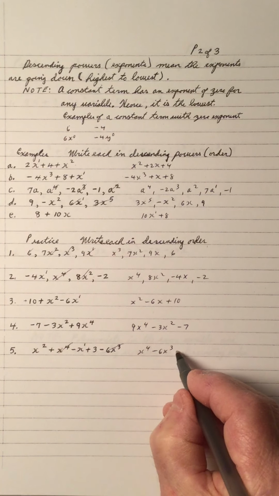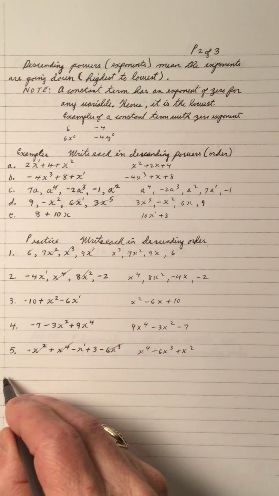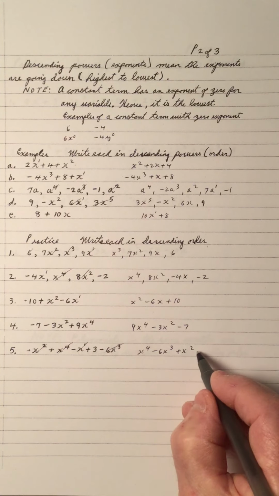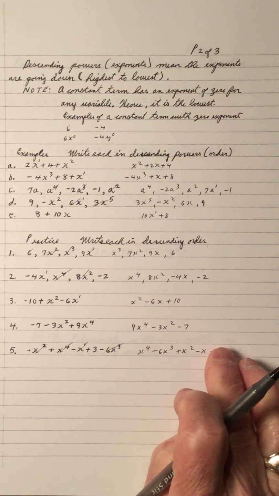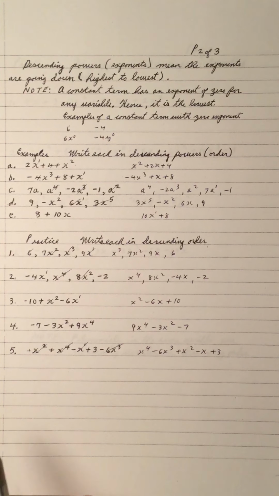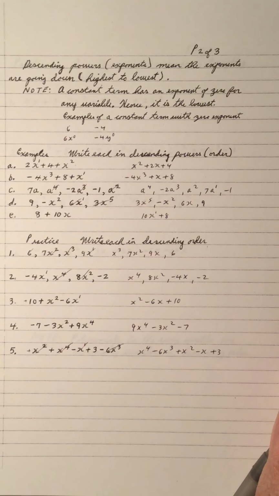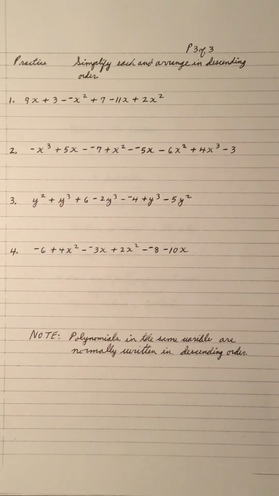Next one is x squared. Notice I mentioned it is a plus because there's no minus there. And then you got your x, so that's a minus x, and your plus 3. Your constant term is on the end. Notice the descending order. You go down from highest to lowest, and the constant term is always on the right because it's a zero exponent, to the zero power.